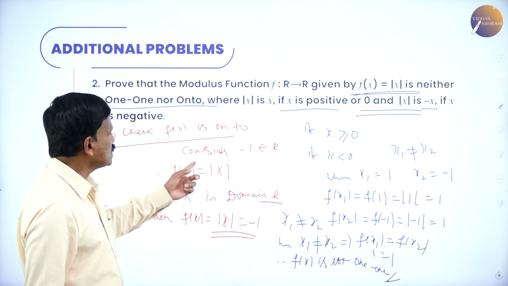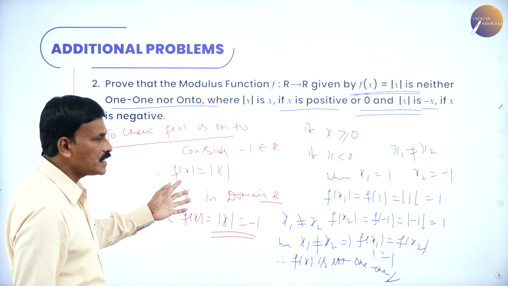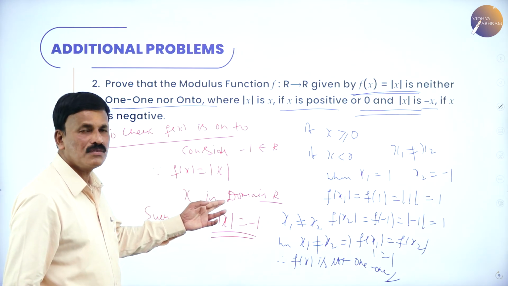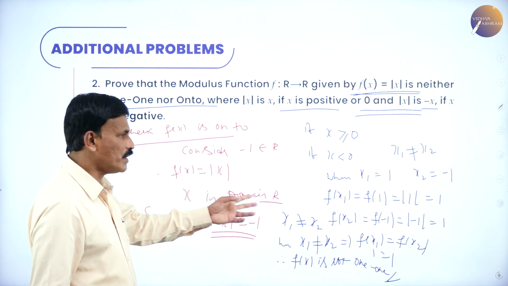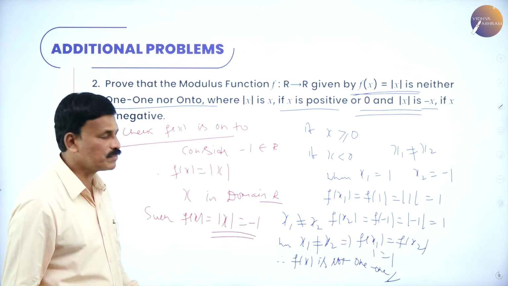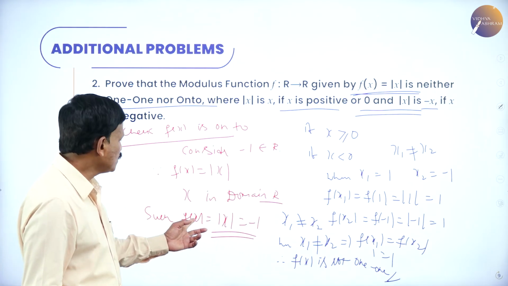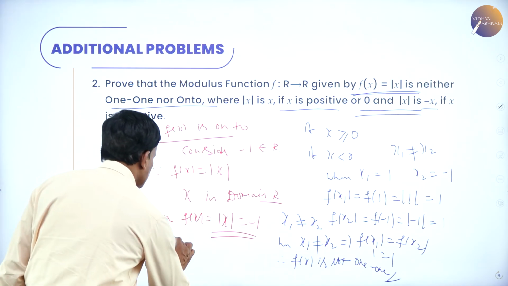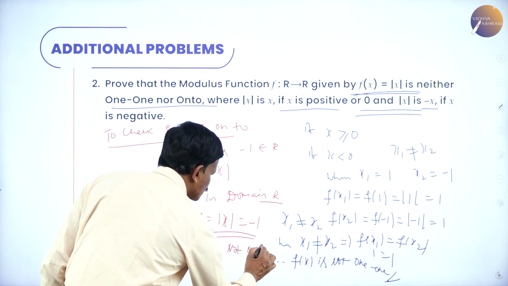So let us consider minus 1 belongs to R. Since f of x is equal to mod x, there does not exist any element x in the domain R such that f of x is equal to mod x is always equal to minus 1. This is not possible. Therefore, f of x is not an onto function.